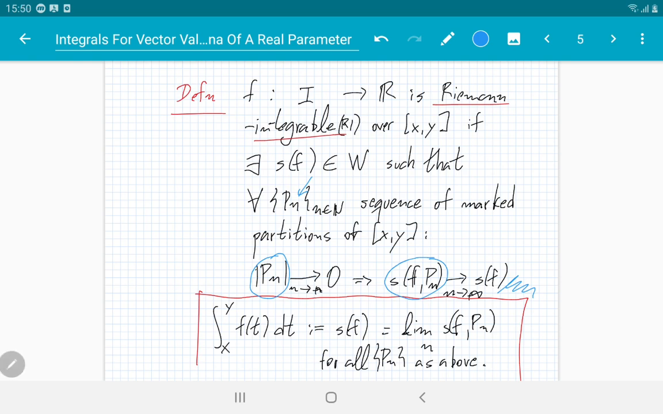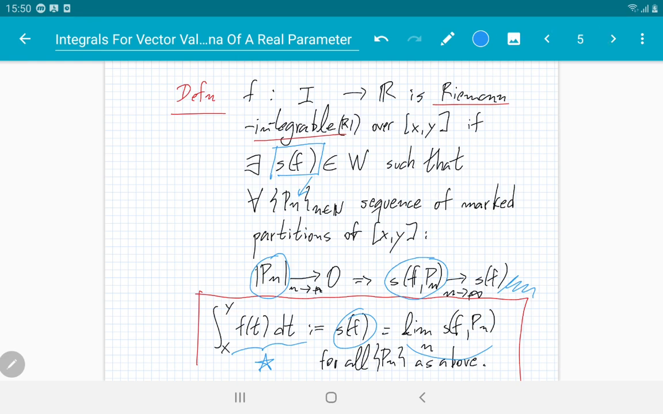So if I choose P sub n, the size of P sub n goes to 0, then S of f, P sub n goes to S of f. And if I choose another sequence of partitions with sizes going to 0, then the Riemann sum still converges to the same thing, this S of f here. If it is the case that this S of f exists, this limit that's independent of the sequence of partitions, we call this limit the integral of f from x to y. And this is how we represent it, right? Now, of course, I can write this down as this is the S of f above. This is a limit over any sequence of partitions with size going to 0 of the Riemann sum.